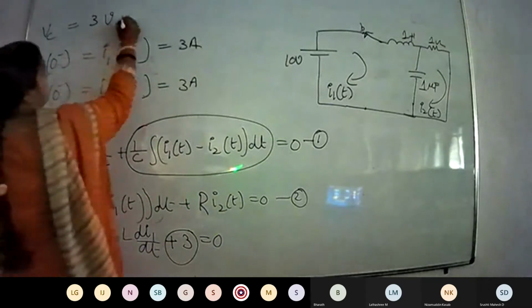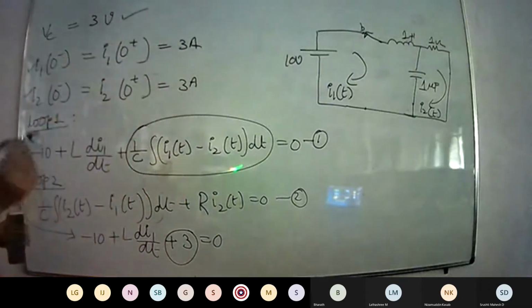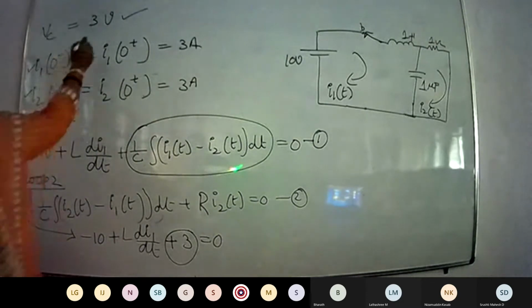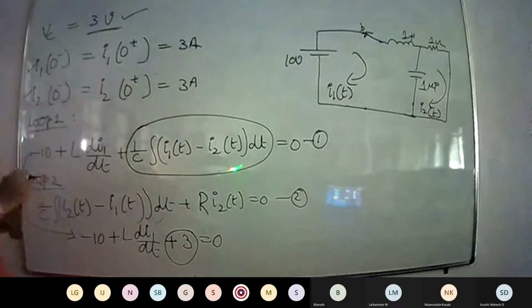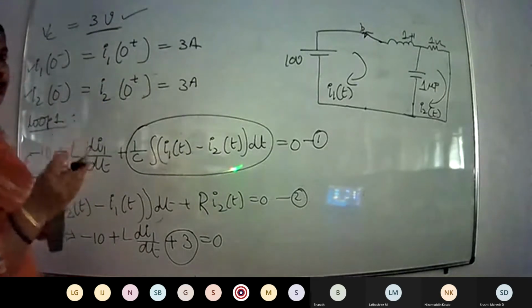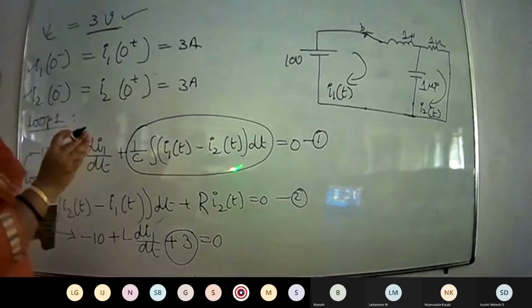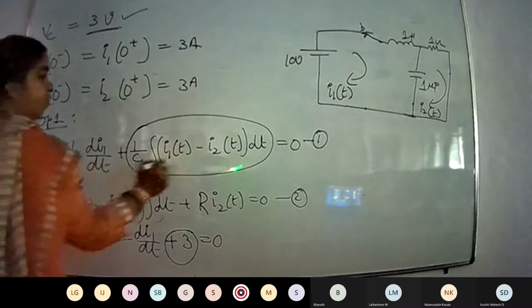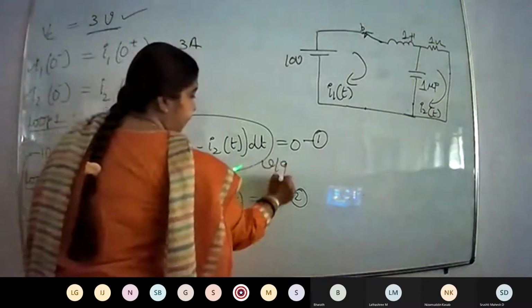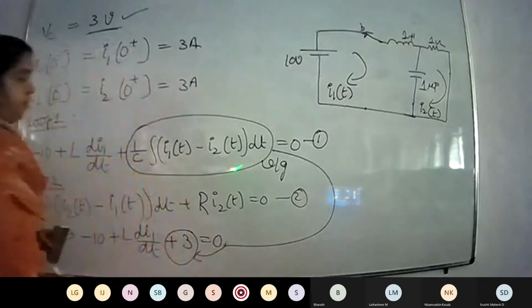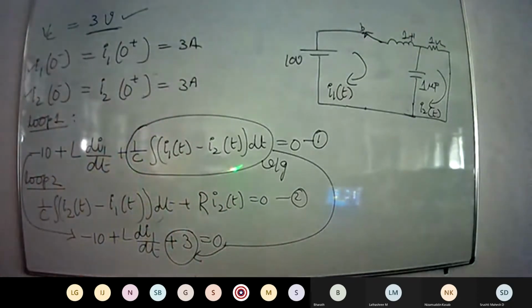How much is the voltage across the capacitor when the switch was at position A? When the switch was at position A, the voltage across the capacitor was 3 volts. The same 3 volts will be there when the switch position is changed from A to B, because it cannot change all of a sudden, so the 3 volts will remain. So this complete term represents the 3 volts.